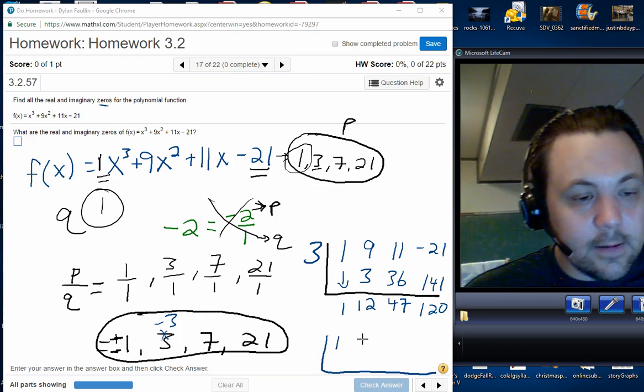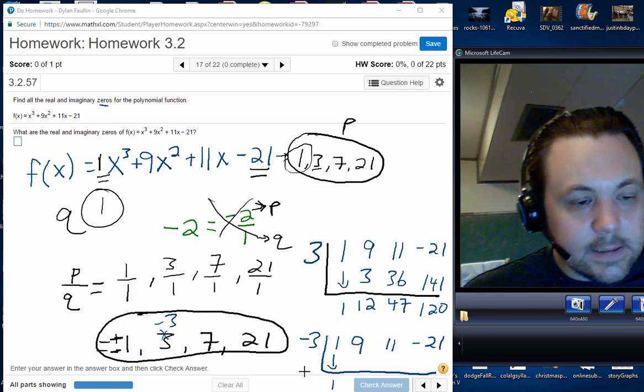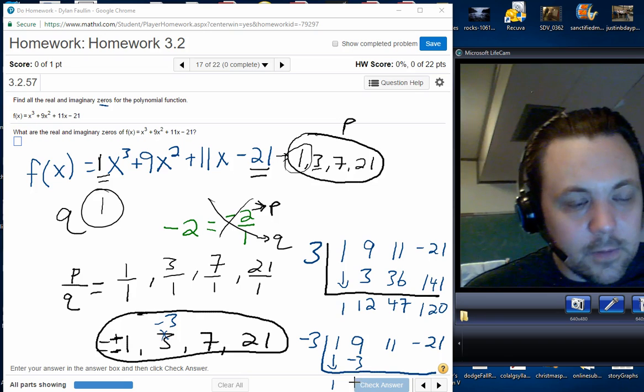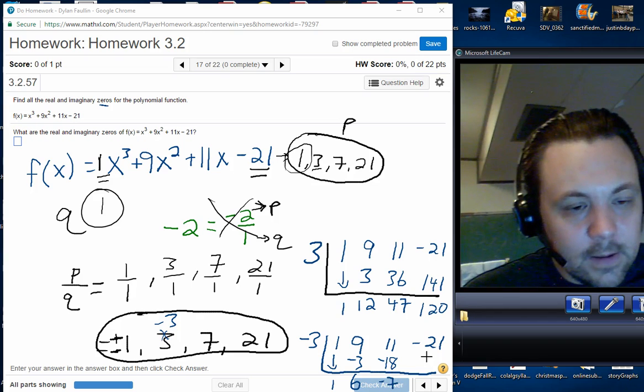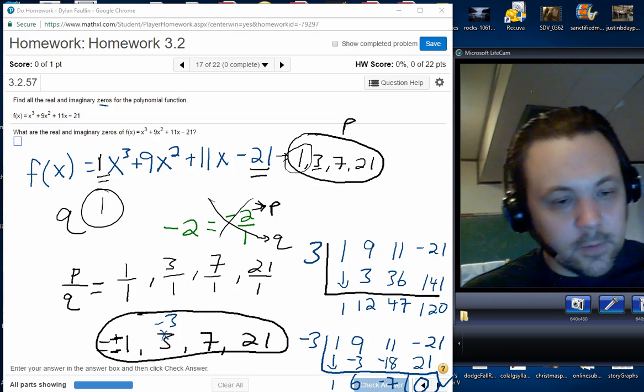So we'll have 1, 9, 11, negative 21 again, but this time we'll try negative 3. We'll drop the 1 below the box. 1 times negative 3 is negative 3. You add these together, multiply, you get negative 18. Add these together, it comes out negative 7. Multiply, we get positive 21. And so we get a remainder of 0 this time, which is beautiful, right? That's what we're looking for.